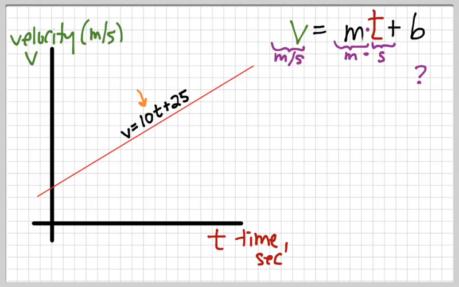We know what numerical value m has, but let's do the dimensional analysis to figure out what units the slope in this equation must have. So let's try rearranging this equation to make m the subject. What do you want to do? If I want to make m the subject of this equation, what's my first step?